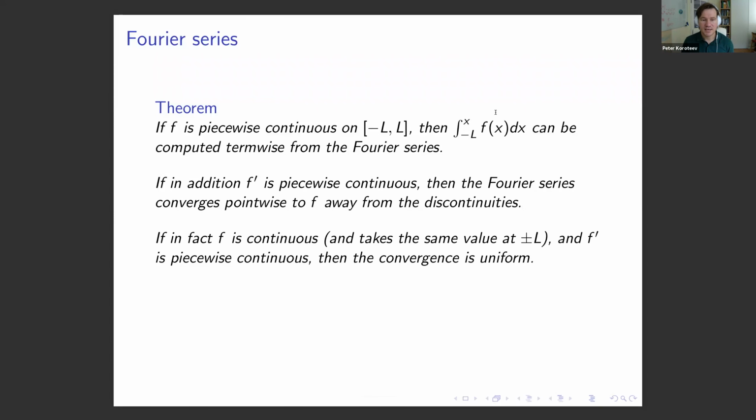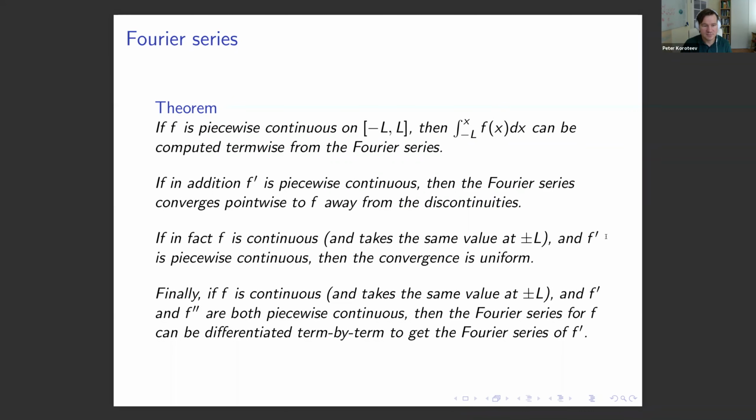And if in fact f is continuous, so if those discontinuities that we made by patching together copies of the function over the real line are absent, meaning that it takes the same value at the boundaries plus L and minus L, and in addition f prime is piecewise continuous, then the convergence of the series is uniform, right? So that it kind of uniformly happens at every x in the interval.